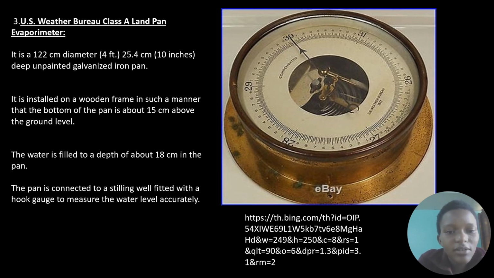The water is filled to a depth of about 80 centimeters in the pan. The pan is connected to a stilling well fitted with hook gauges to measure the water level accurately. This diagram is used to measure the evaporation pan.